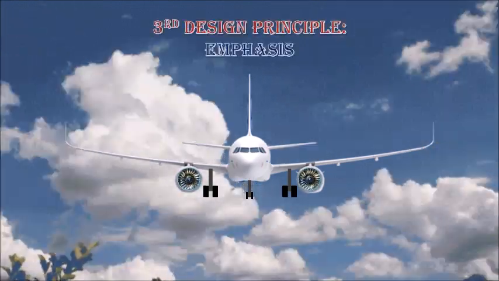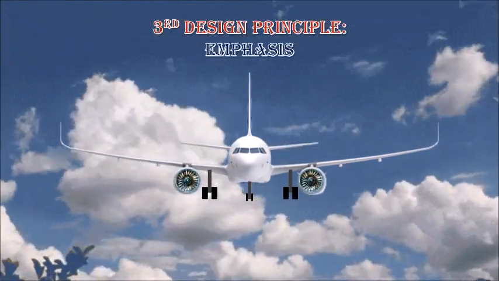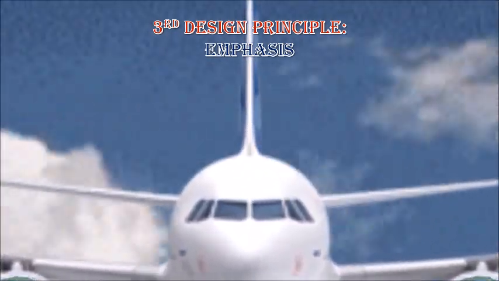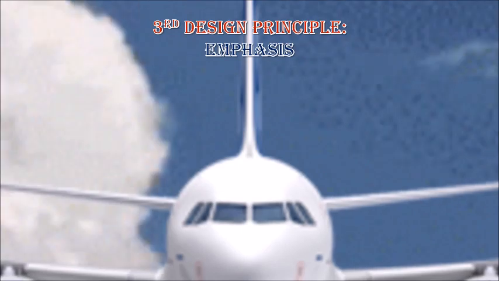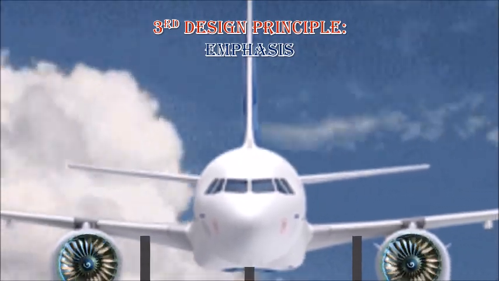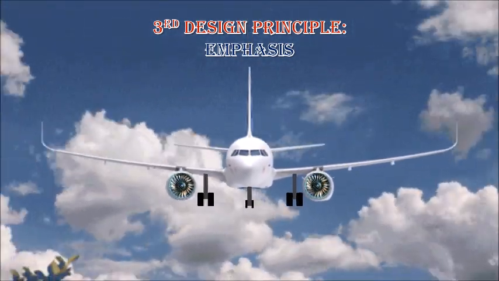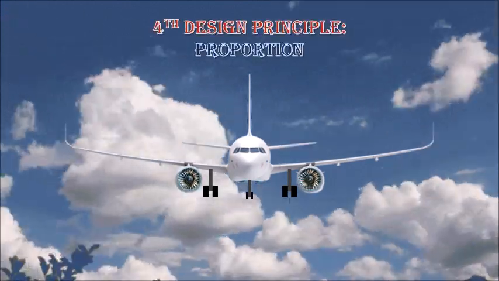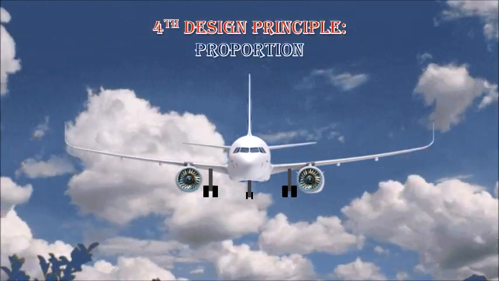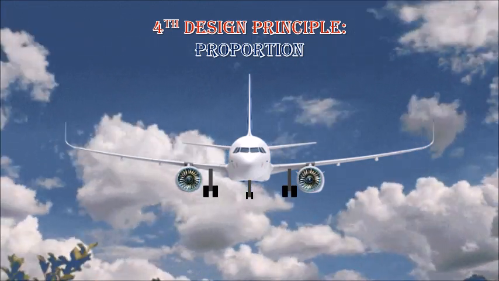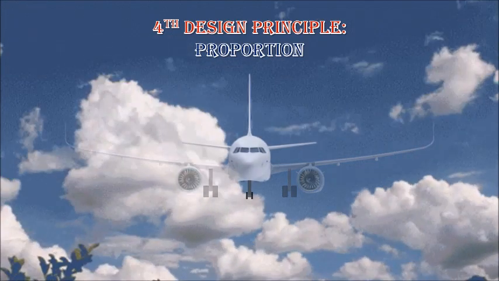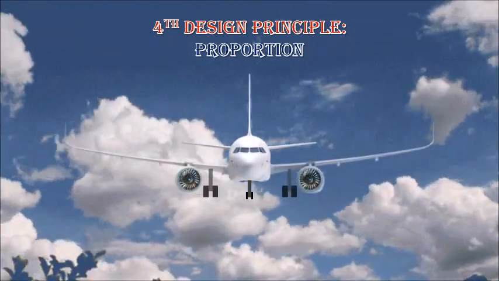Emphasis is the third principle. It causes certain parts of a design to stand out compared to other elements. Conversely, it can also be used to minimize how much an element stands out, like fine print. Proportion is the fourth principle of design. It is the size of elements in relation to one another. Larger elements tend to be seen as more important than smaller ones.